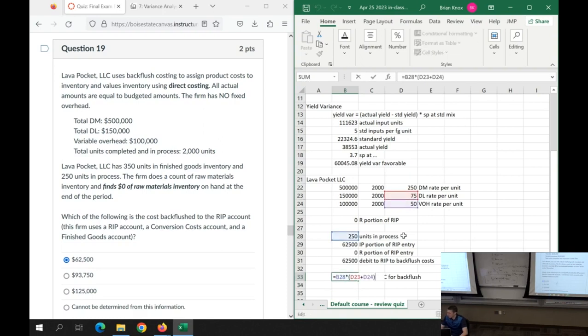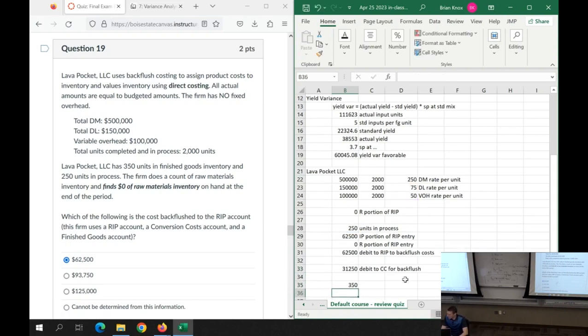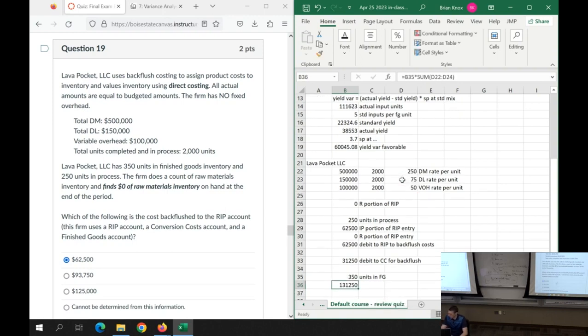So that's the debit to the conversion cost account when we're backflushing. And then we have 350 units in finished goods. So we're going to multiply that 350 times, well, they're finished, so it's a completed category, so we're going to include all the costs together. So that should be the debit to finished goods for backflush.